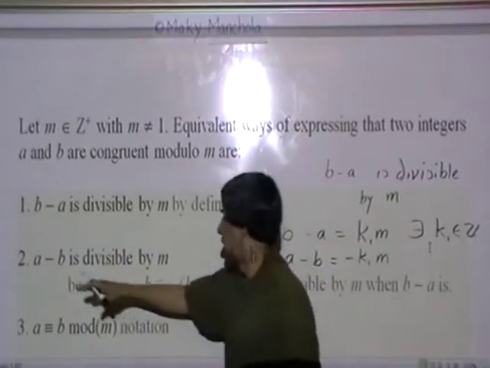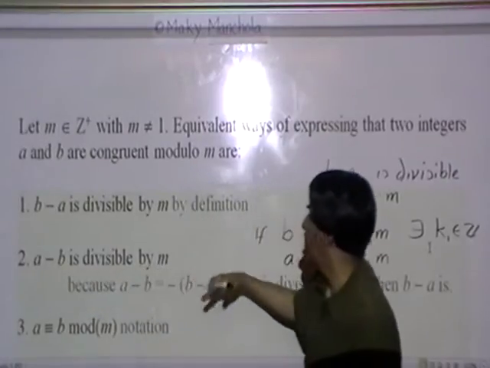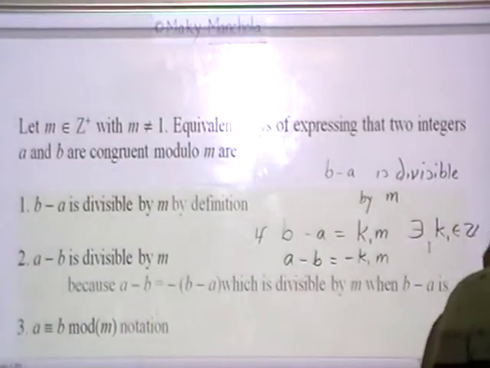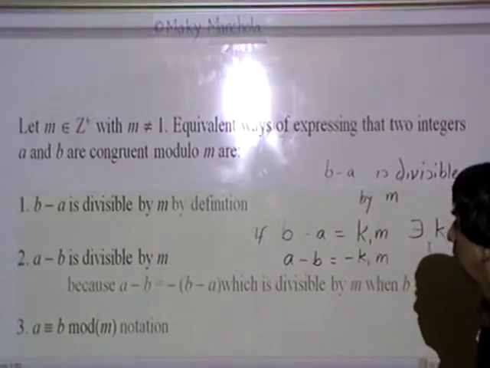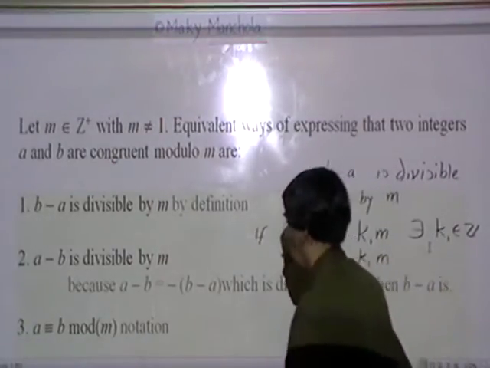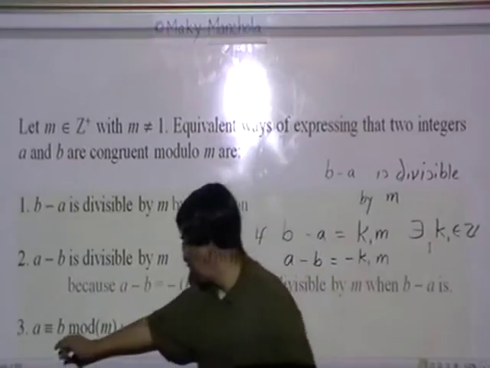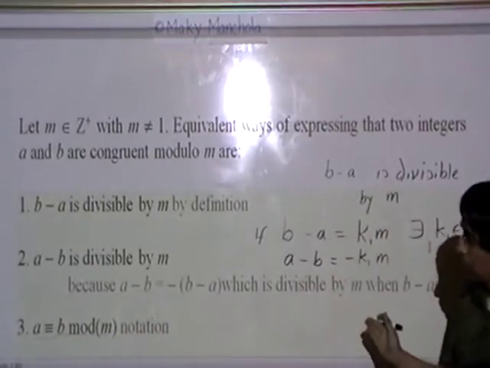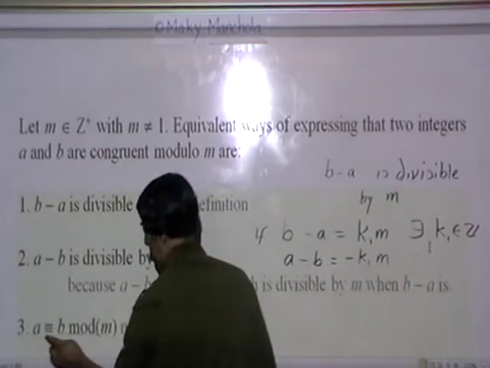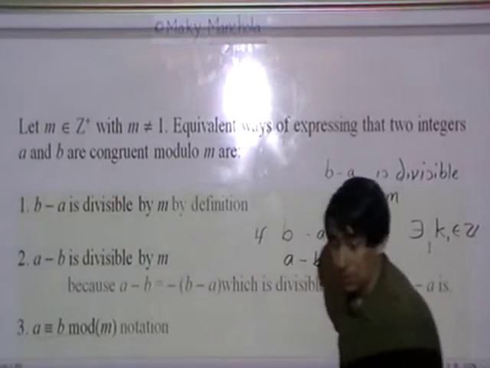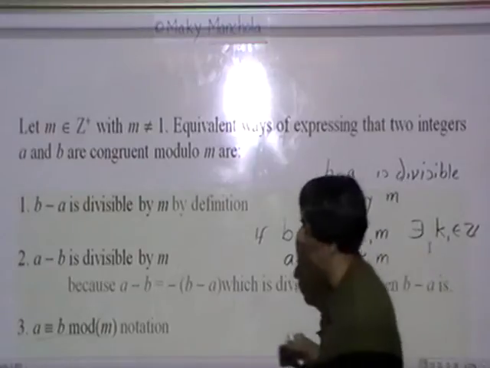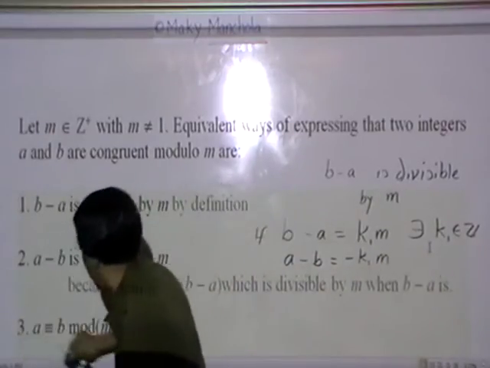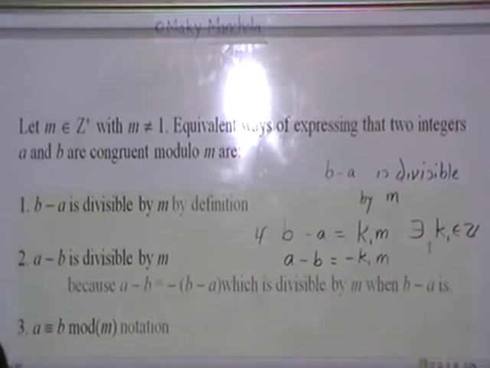So saying that a minus b is divisible by m is equivalent to saying that a and b are congruent modulo m. This is another way of saying that. This is simply our notation, the notation we just introduced. If we write a is congruent to b mod m, that is simply stating the fact that a and b are congruent modulo m via our notation.